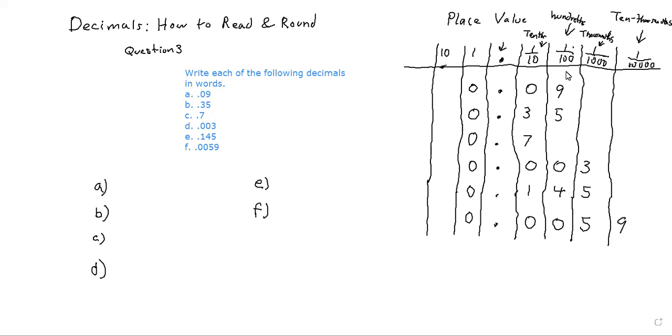So here we have 9, and what place does the 9 have? Where is it at? It's in the 100th place, right? So we're going to name that 9 hundredths. We're going to write out exactly how it sounds. The 9 is in the 100th place, so we're going to say 9 hundredths because it's in the 100th place. Okay. And then we go ahead and we do the same for the other ones.